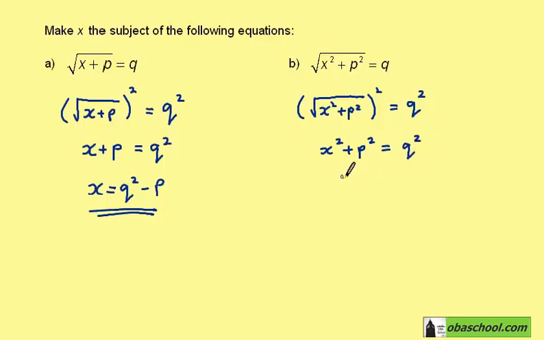Subtracting p squared from both sides gives x squared on the left and q squared take away p squared on the right. If x squared is q squared minus p squared, x is plus or minus the square root of q squared minus p squared.